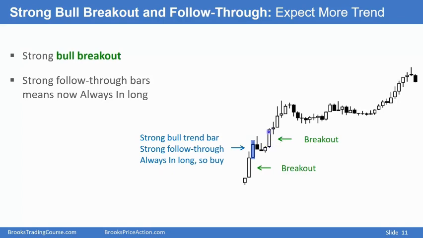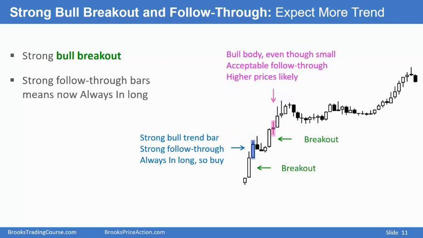Another bull breakout, another follow-through bar. It's hard to see, but this little doji has a bull body. And that's important. If you get a follow-through bar with a bear body, you have to wonder if the breakout will fail. But here we got a breakout and the follow-through bar has a bull body. That increases the chances that the market is going higher. So when you see that, you know the probability is the market's going up.